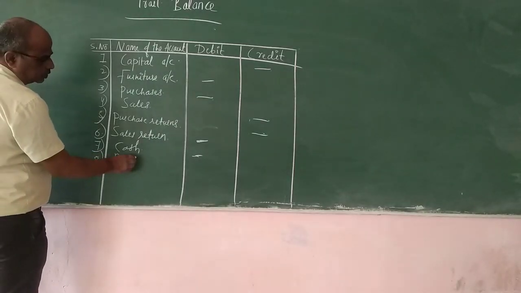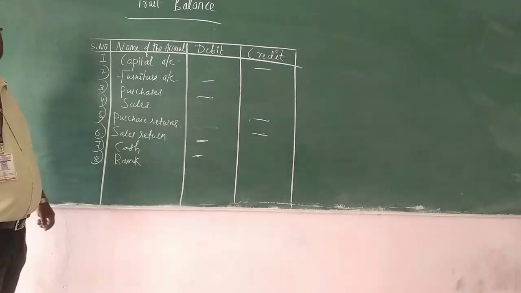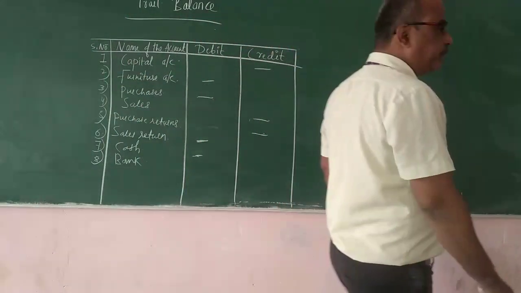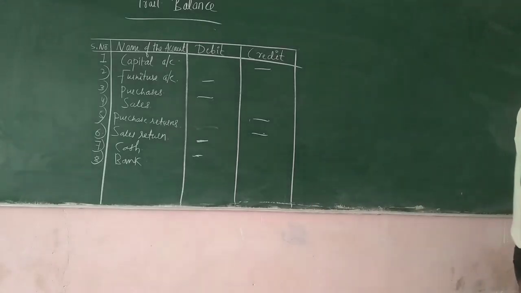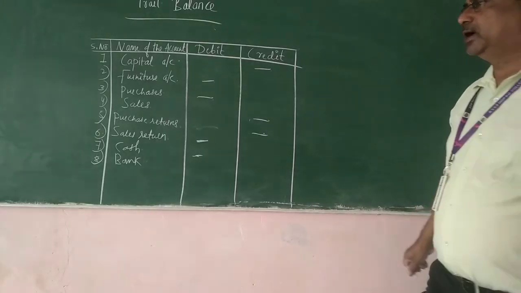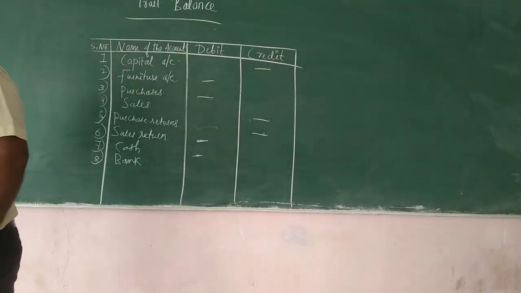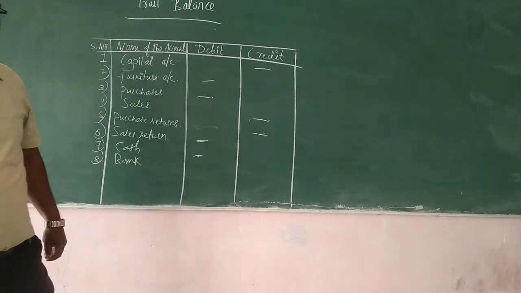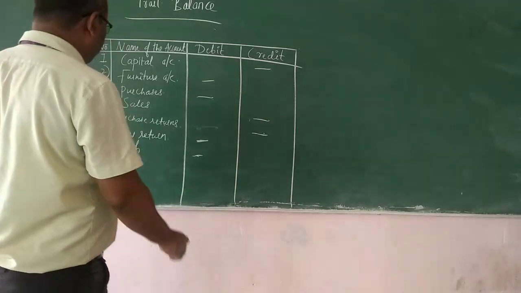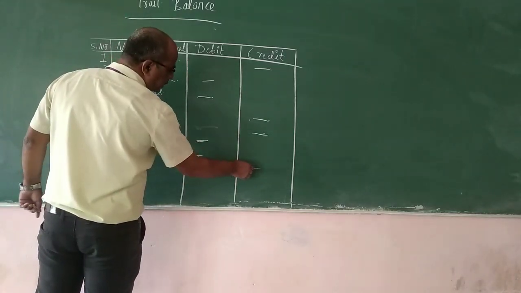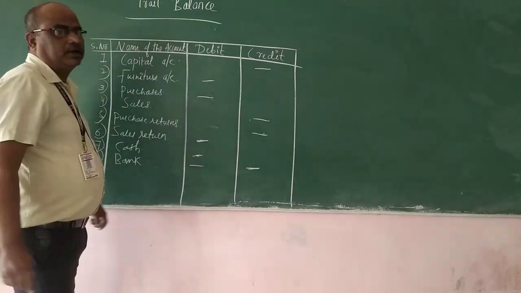Bank may be debit or credit. In case you have taken a loan from the bank, it is a liability. Bank loan is a liability, so it will be credited. If there is a bank balance, it will be debited. In case you are having a loan in the bank, it will be credited.